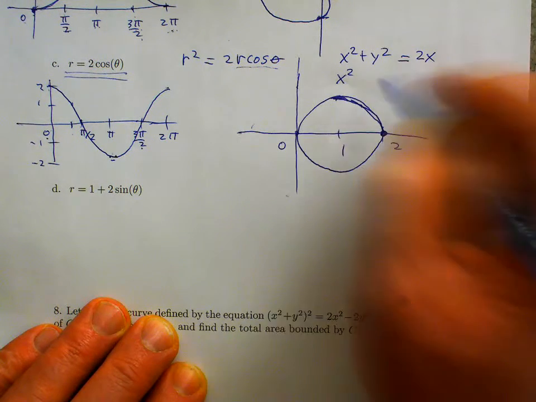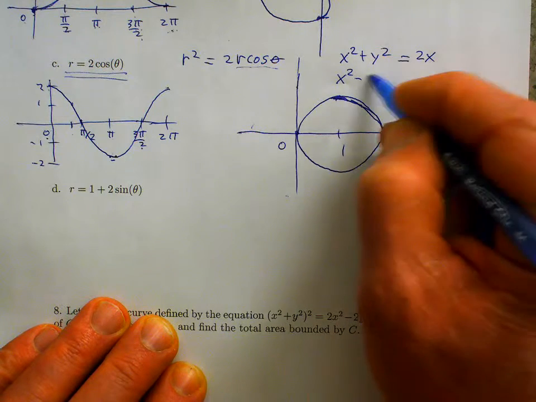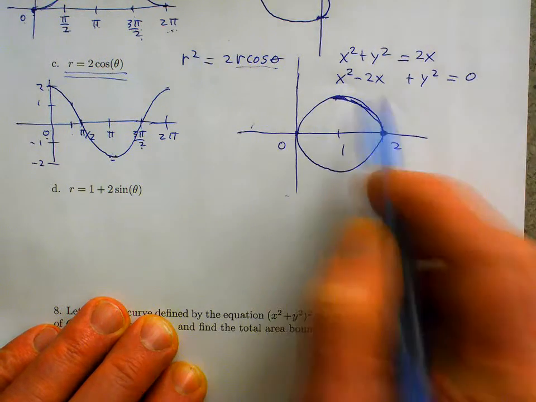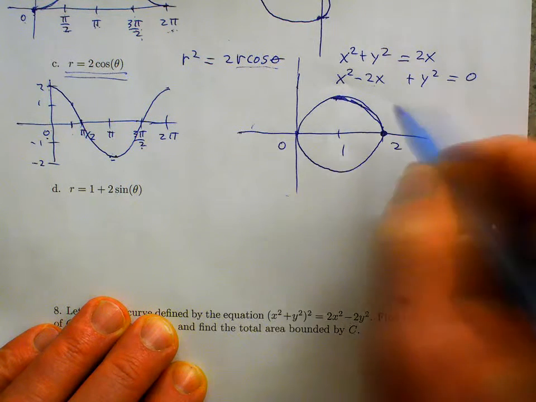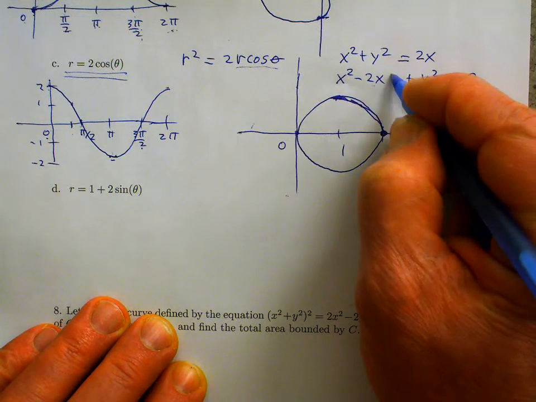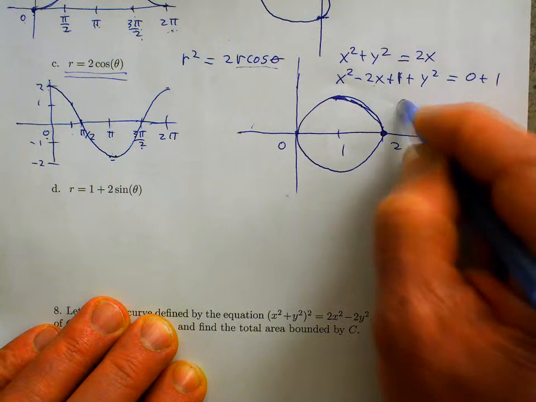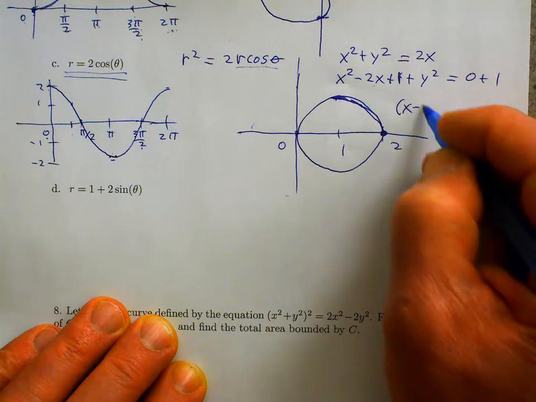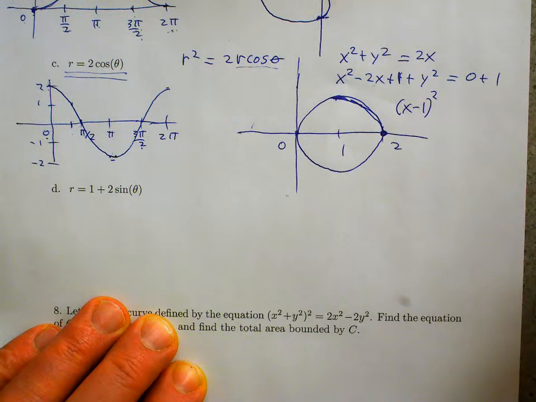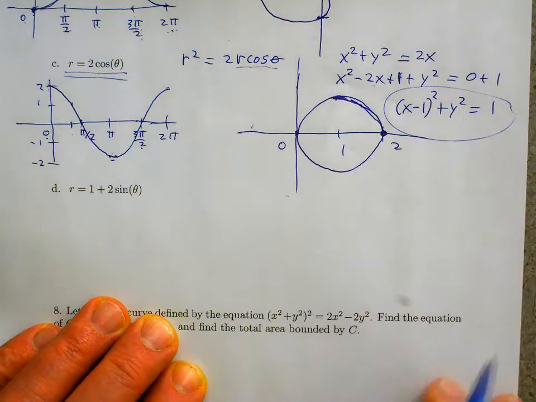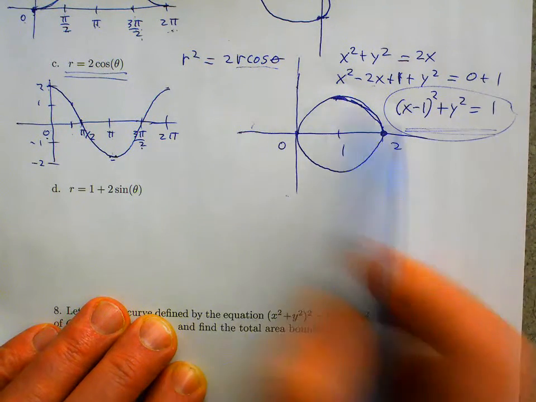If you want to take it a little further, you can write it as x squared minus 2x plus y squared equals 0. Complete the square on x squared minus 2x by adding 1 to both sides. Then you get the standard equation of a circle, (x minus 1) squared plus y squared equals 1. So this verifies that it's supposed to be a circle.